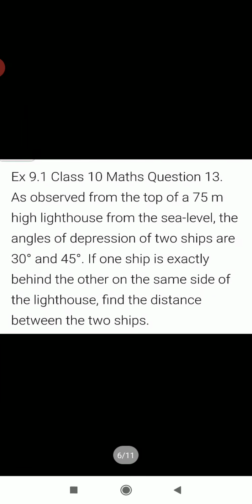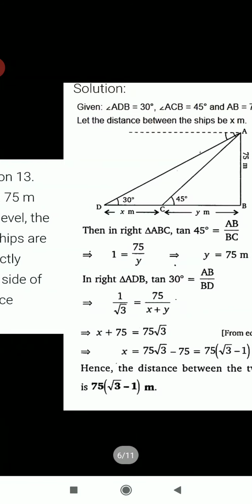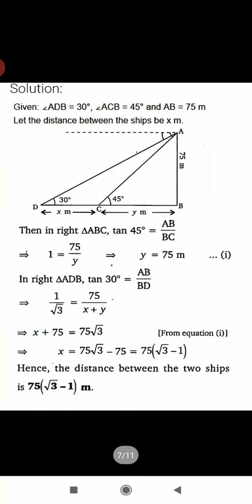Now for question number 13. As observed from the top of a 75-meter high lighthouse from the sea level, the angles of depression of two ships are 30 degrees and 45 degrees. If one ship is exactly behind the other on the same side of the lighthouse, find the distance between the two ships. Now look at the figure. AB is the lighthouse, and from points D and C the angles of depression are 30 degrees and 45 degrees.